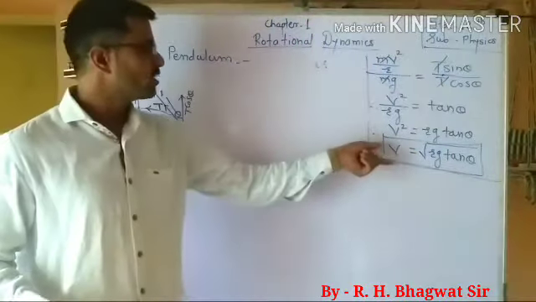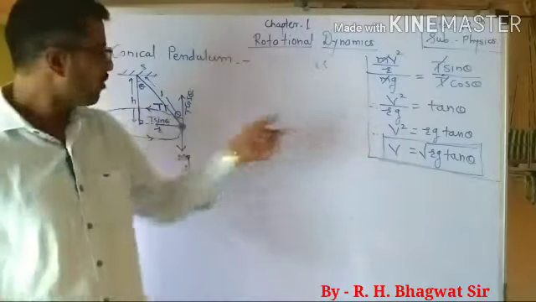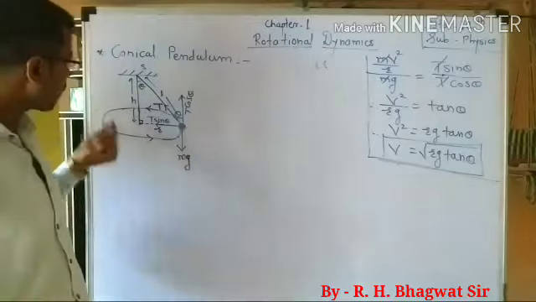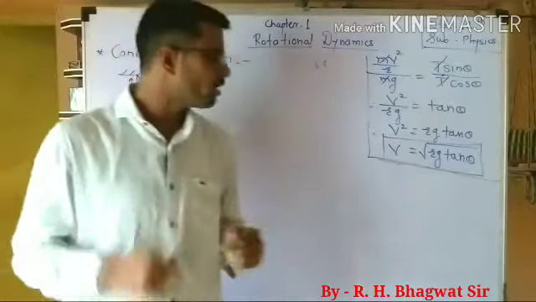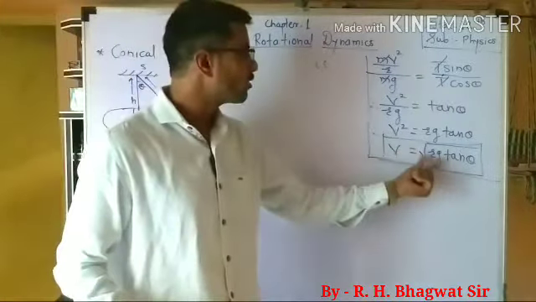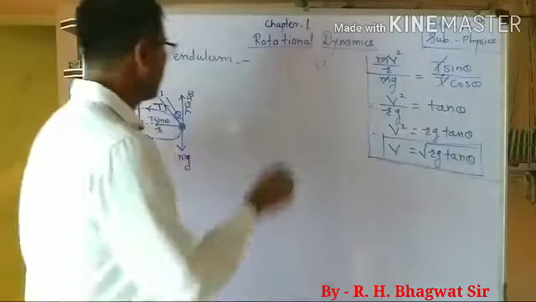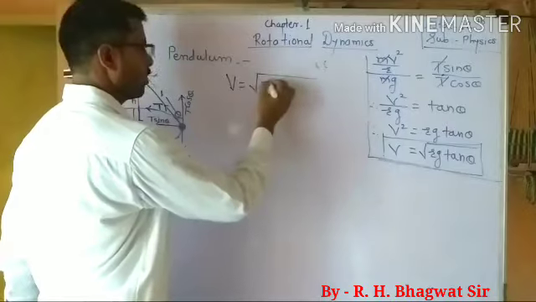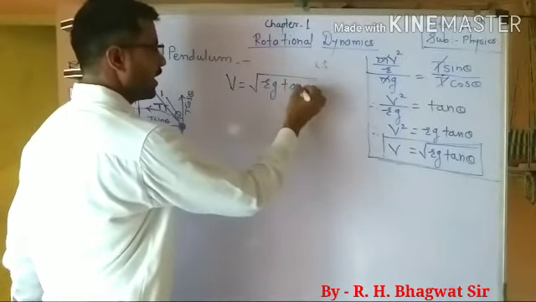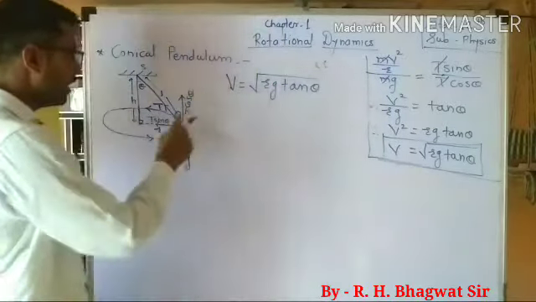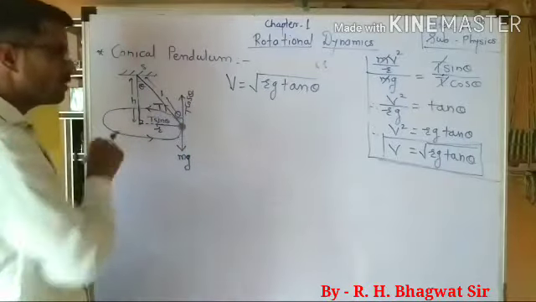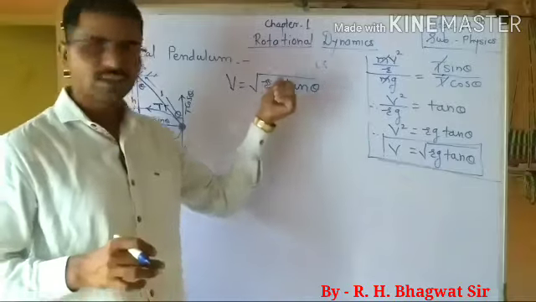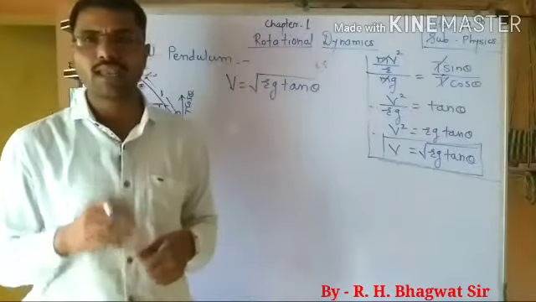Now the final equation for the velocity of the bob performing circular motion in a conical pendulum is given as v is equal to under root r g tan theta, where v is the linear velocity of the bob with which it performs circular motion, r is the radius of the circle, g is the acceleration due to gravity, and theta is the semi-vertical angle.